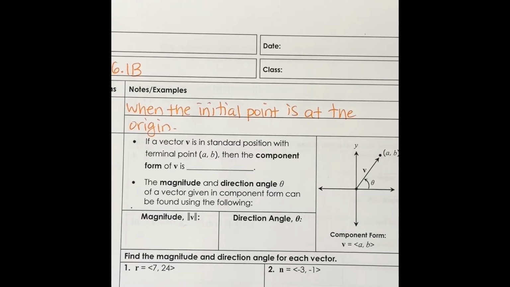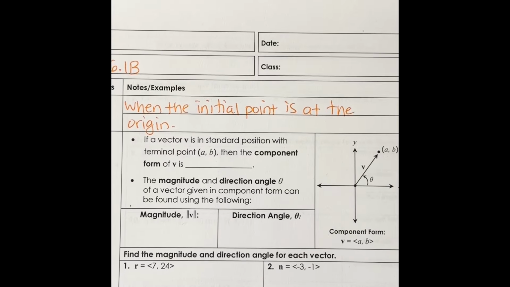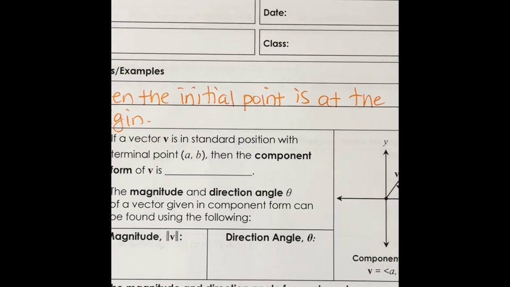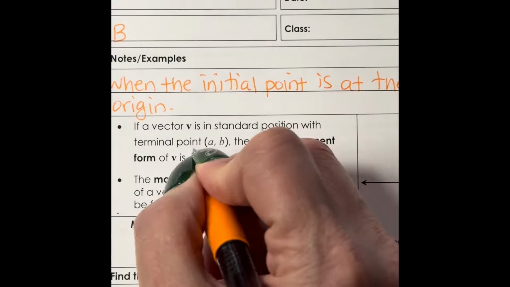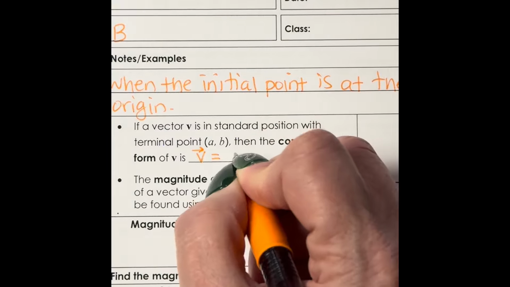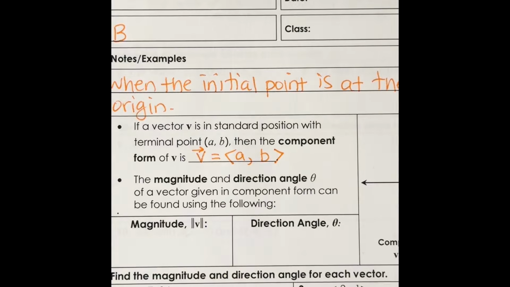So what we can do here is talk about the notation for component form. The notation for component form would be, we call it vector v is equal to whatever the coordinates are of the endpoint. We're going to call it a comma b, but we're going to use those kind of funky looking brackets.